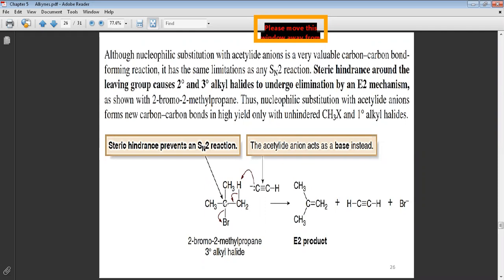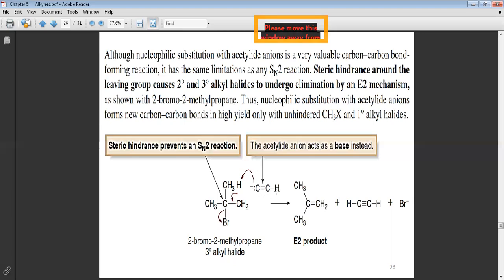For this reason, if you have acetylide anion, this acetylide anion cannot attack from here, from this carbon. Look, I refer you to this carbon. Steric hindrance prevents an SN2 reaction. That means this nucleophile cannot attack from here. Why? Because of the steric effect, steric hindrance. Now, what will happen? You have acetylide anion, a strong base. For this reason, something will happen. What is it?